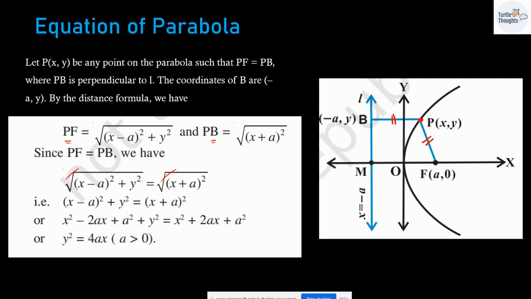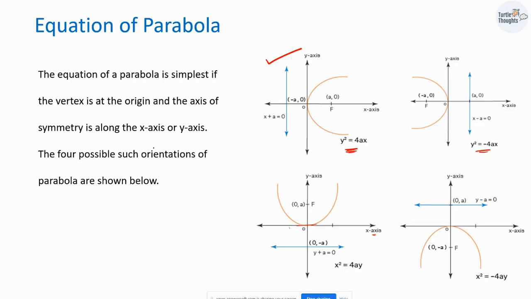The square root can be cancelled. Equating PF with PB, I will be getting (x minus a) whole squared plus y squared is equal to (x plus a) whole squared. Expanding the same, I will be getting the equation of the parabola, which is going to be y squared is equal to 4ax. I have derived it for the first orientation. Similarly, you can derive for all the other orientations as well.